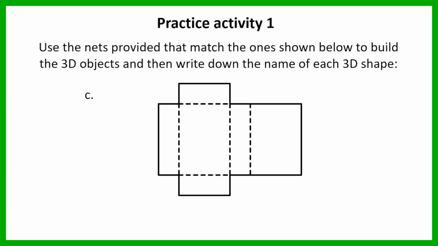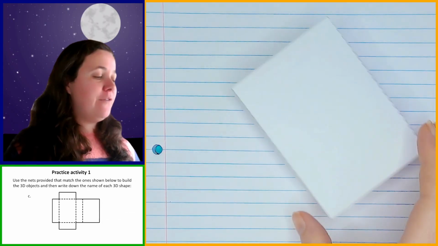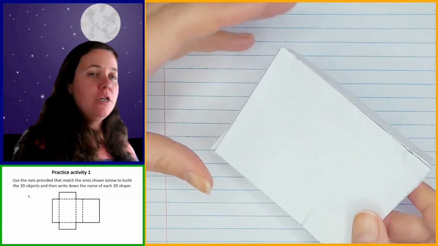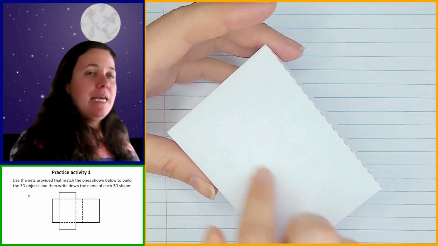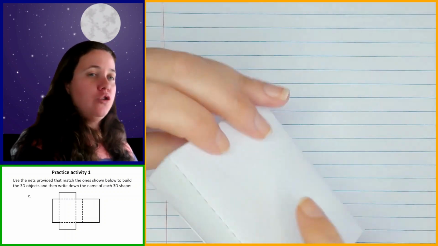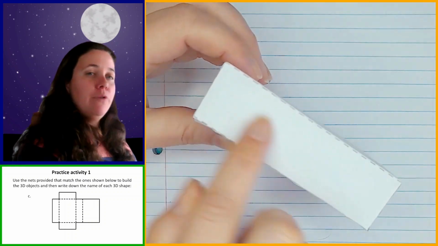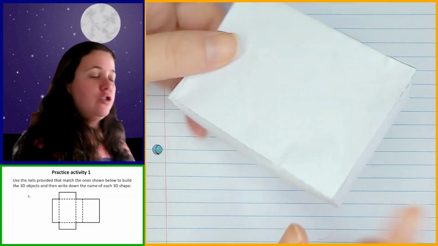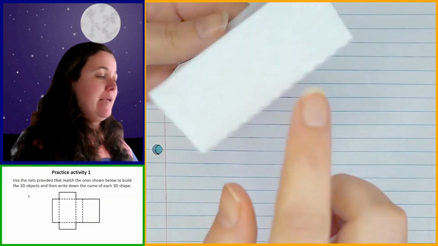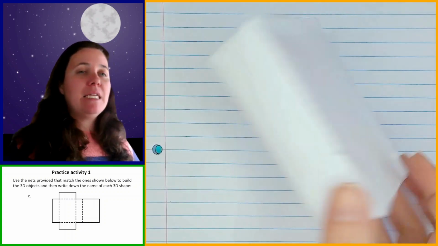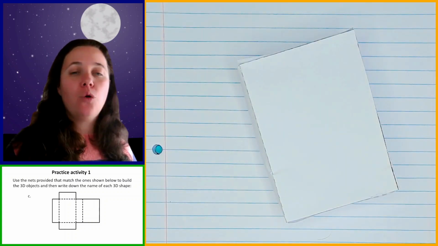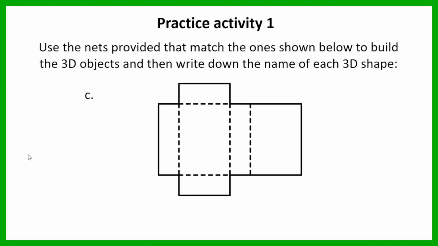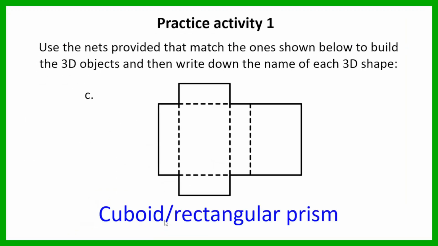Okay, so let's have a look at what you should have ended up with for this one. You should have found that you get something that looks like this. It's a box that has rectangles that are identical to each other on the two sides over here. Then these two rectangles are also identical to each other on the two sides, and these ones are also the same on the two ends over here. So that is what we call a cuboid or a rectangular prism. The name that you should have got is either a cuboid or a rectangular prism. It doesn't matter which name you choose, they are both correct.